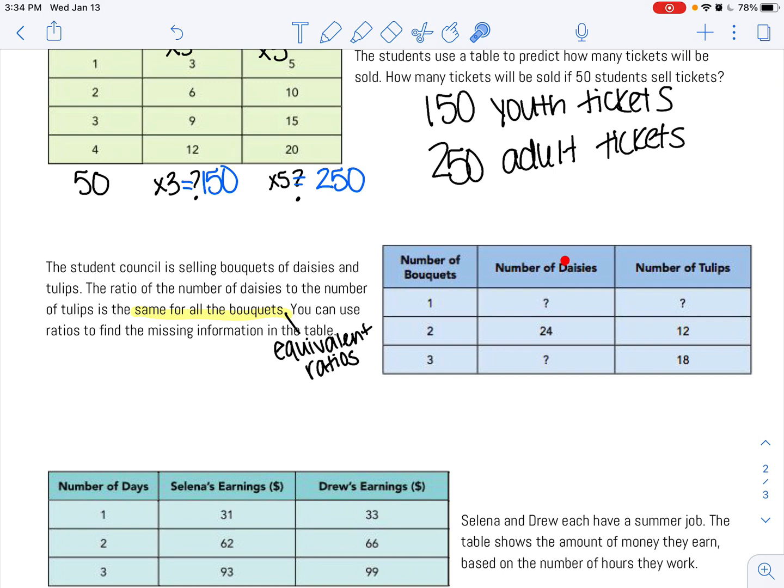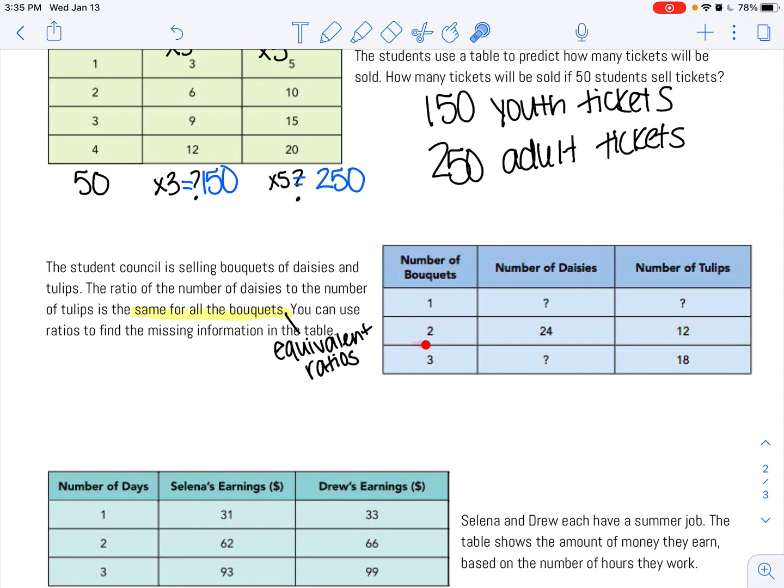So every ratio of comparing the number of daisies to the number of tulips, when we simplify it, would end up being the exact same. So in a problem like this, we're going to be solving for the question mark boxes. But as a starting point, we want to look for whichever row has both daisies and tulips, the numbers given to us, which is this row, here, the 24 and 12.